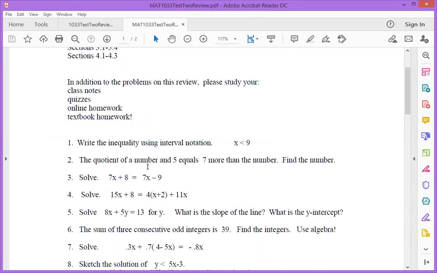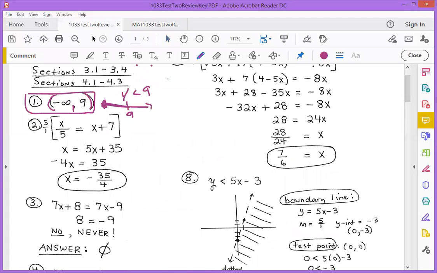Since we don't know what the number is, we would find the quotient of x and 5. So we're dividing x and 5, and that equals 7 plus x. So the quotient of some number and 5, x over 5, equals 7 plus that number, so x plus 7. We're solving this equation, and we're going to get rid of the fraction first.